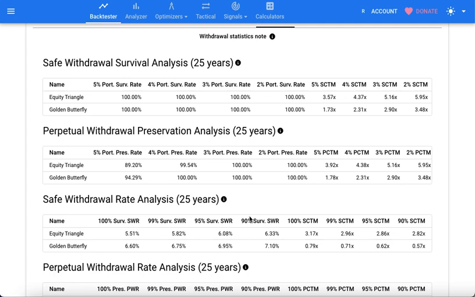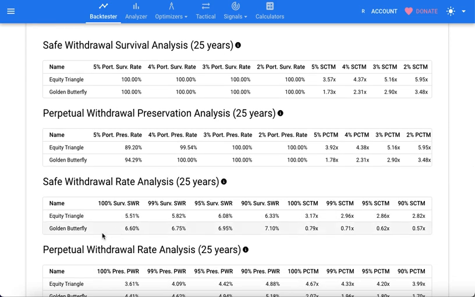But anyway, this is just the actual rate that at 100% survival, meaning 100% of all cases made that, you're finding the absolutely worst case scenario, and what was that number? And every other scenario is going to be higher. So this safe withdrawal rate is saying that the most that you could take out with 100% of the cases still surviving would be 5.51% of an equity triangle.